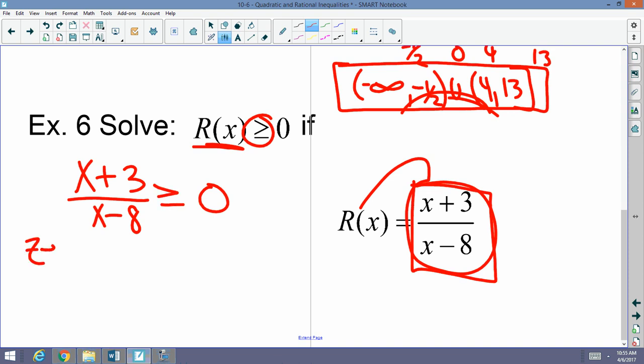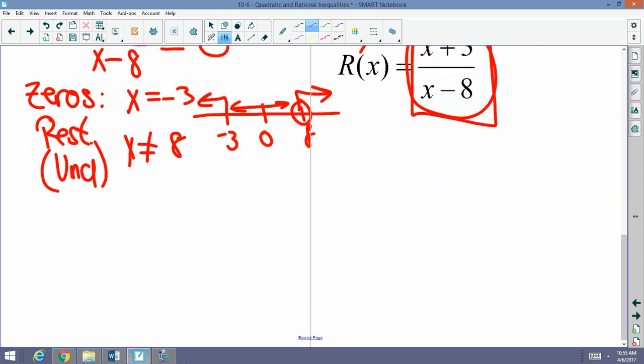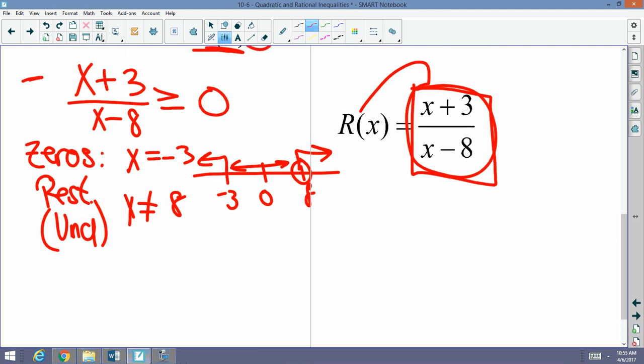And now, my zeros, I'm going to fly through this one. My restrictions, or my undefines, x cannot equal 8. 8 can equal it. So I go to the left of negative 3, between negative 3 and 8, and to the right of 8. Okay, to the left of negative 3 is negative 4. A negative 4 and a positive 3 is going to be a negative. A negative and a negative is going to be a negative. A negative divided by a negative is a positive. That works. That does not. That works. Brothers, we just destroyed this.